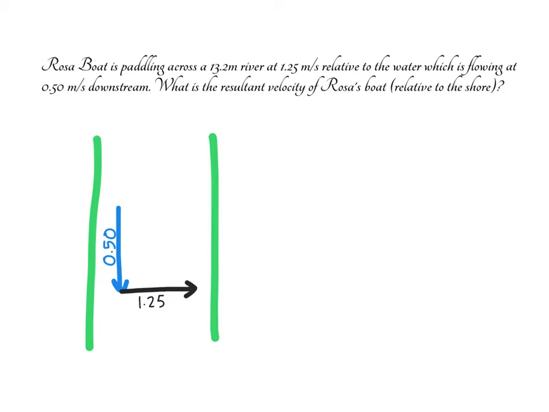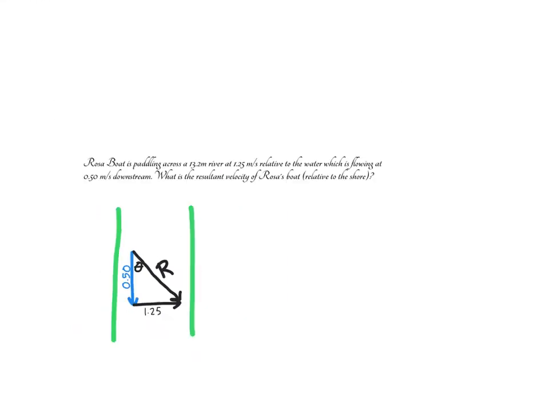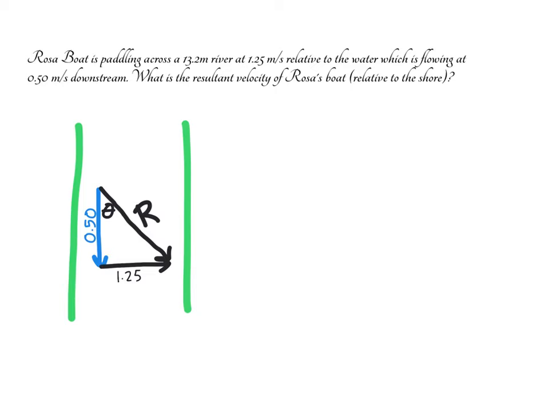So you see in the picture I've drawn our stream. The water is in blue, and then Rosa's boat is in black. To find the resultant velocity of the boat, we're going to find the hypotenuse of that, and we'll call that the R value. And then remember, we also have to find an angle to go with that. So to find the R, we would do the Pythagorean theorem.